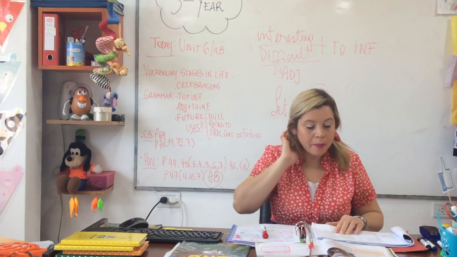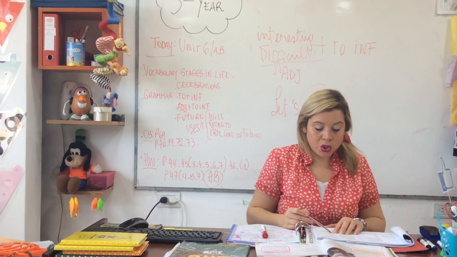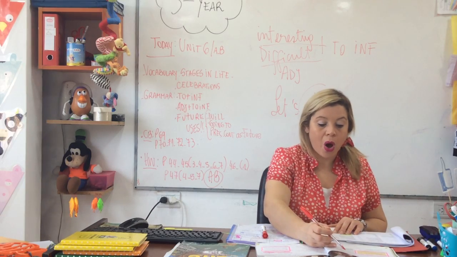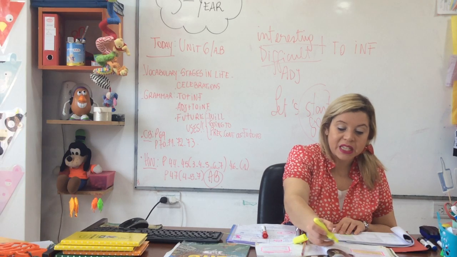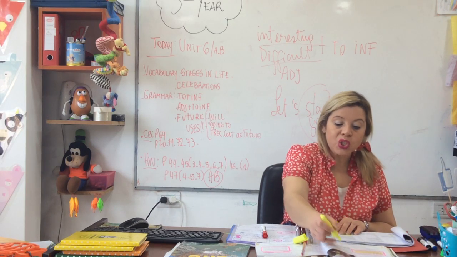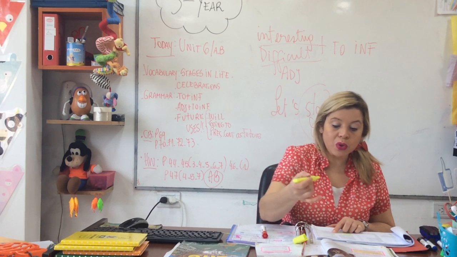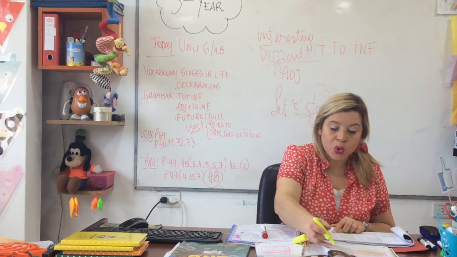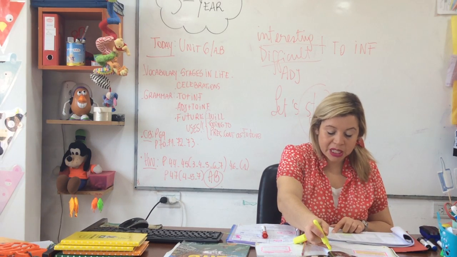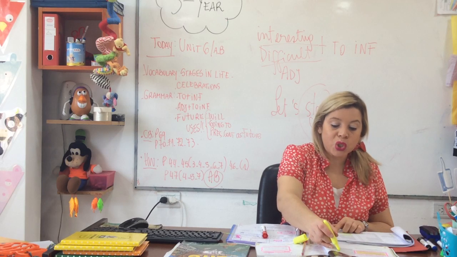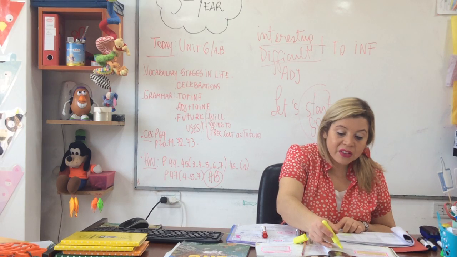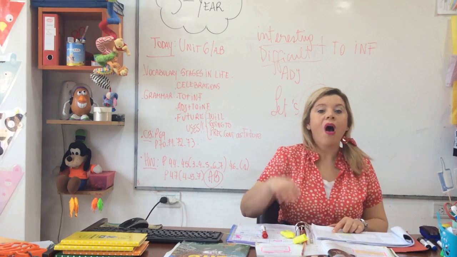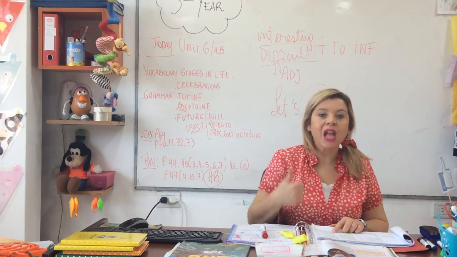So, number 1, to go. I want you to highlight this verb, plan to infinitive. Plan to go. Number 2, to earn. I'm working in a supermarket to earn, to infinitive. Number 3, I'd like to travel. So, I'd like to travel, I plan to go.